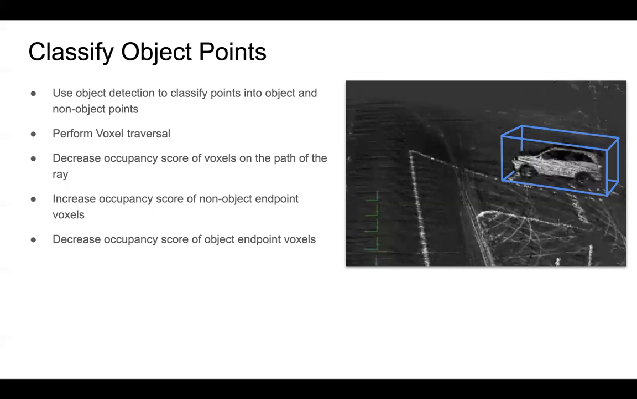In the object classification stage, we detect objects using a deep learning-based object detection method. Next, we extract the frames which consist of moving objects and classify the object points inside the bounding boxes as object points and outside as non-object points. We perform voxel traversal from the sensor origin to the object points and decrease the occupancy score of all the voxels along the path of the rays to the object points, including the voxels containing the endpoints, as we already know from object detection that the points belong to a moving object. For non-object points, we follow the same process, but we increase the occupancy score of the endpoint voxels.